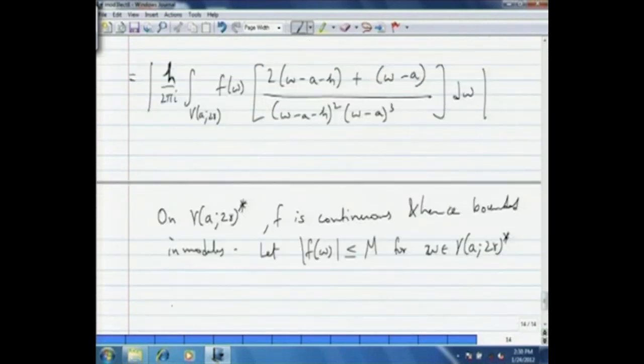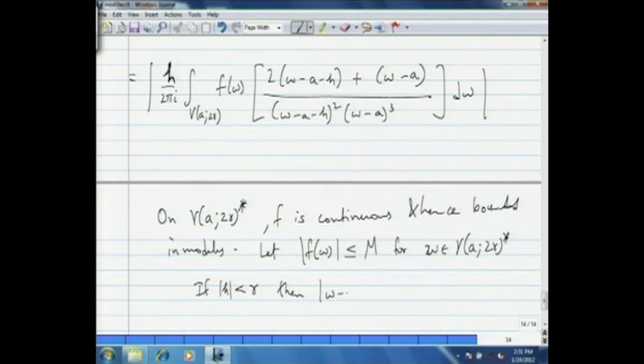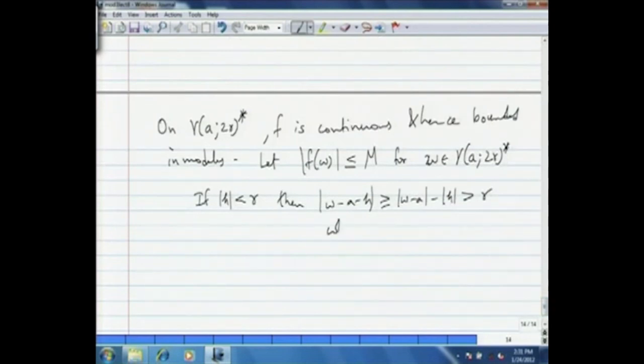So, that I am using, like in the proof of the previous theorem. If we choose h such that modulus of h is strictly less than r, then modulus of w minus a minus h is greater than or equal to modulus of w minus a minus modulus of h, which is strictly greater than r whenever w is on this trace of gamma a to r. Okay. So, that is very similar to the proof of the previous theorem.